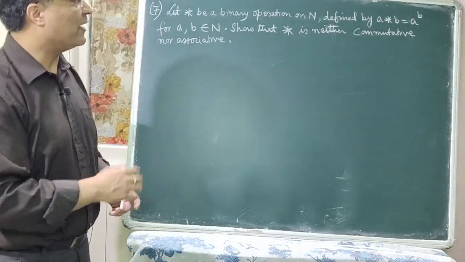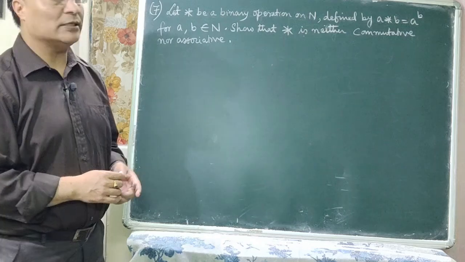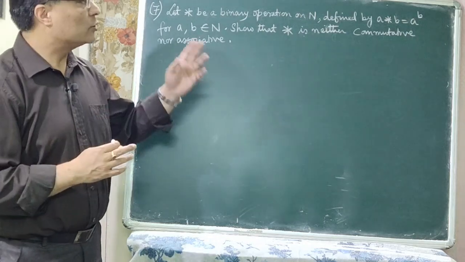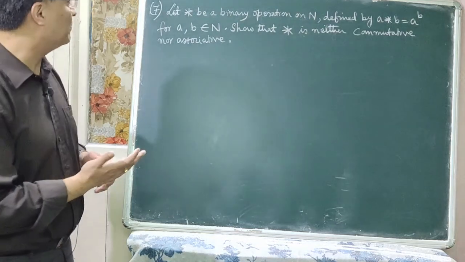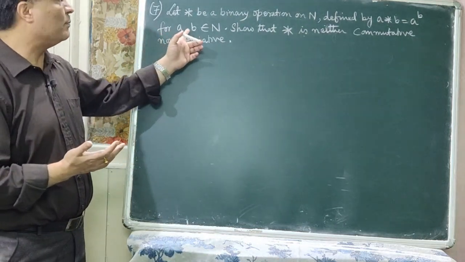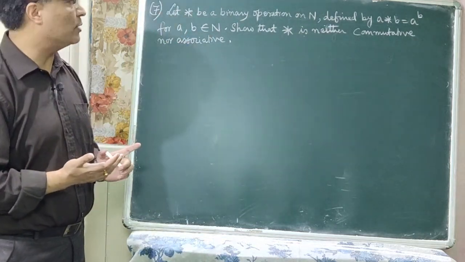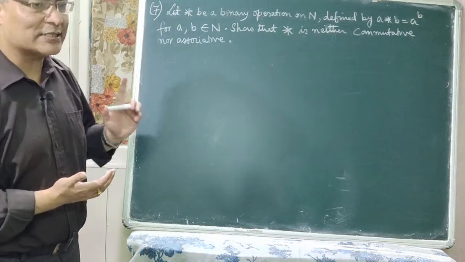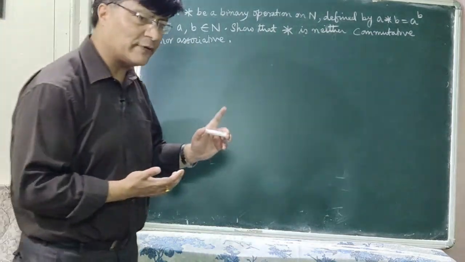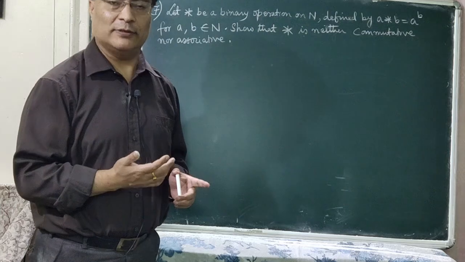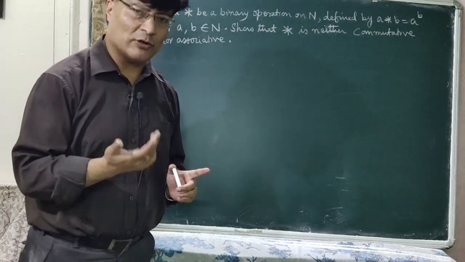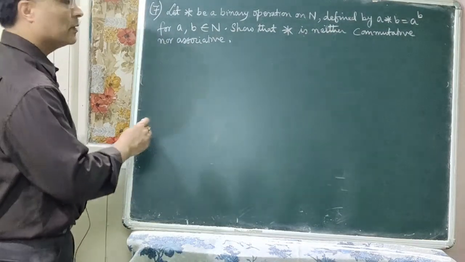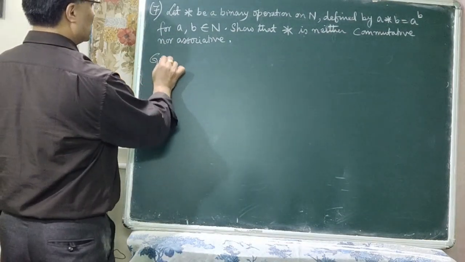Okay, defined by a star b is equal to a to the power b. So here a star b is defined as a to the power b, for all a, b belongs to the set of natural numbers. You have to show that star is neither commutative nor associative. So you have to prove that here star is neither commutative nor associative.